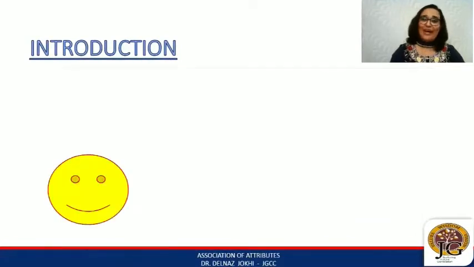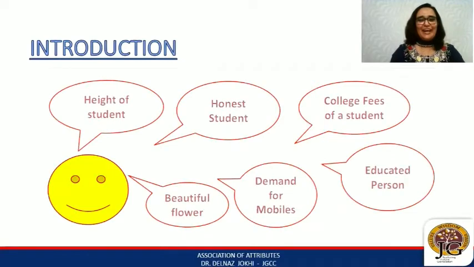Introduction. Well, we start this lovely chapter, Association of Attributes, with Mr. Smiley. Now, Mr. Smiley has many thoughts in his mind. Let's read his thoughts first. Here they are. Oh, 6 thoughts altogether. Well, Mr. Smiley is a little confused. He has 6 things in his mind. Let's see what they are first.